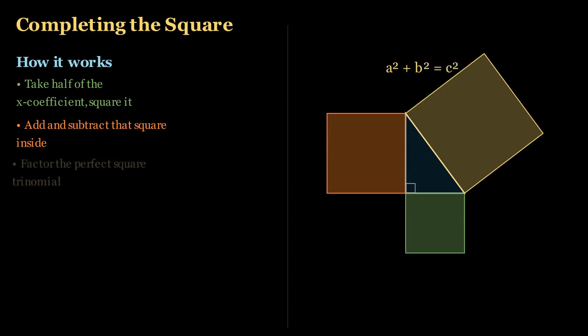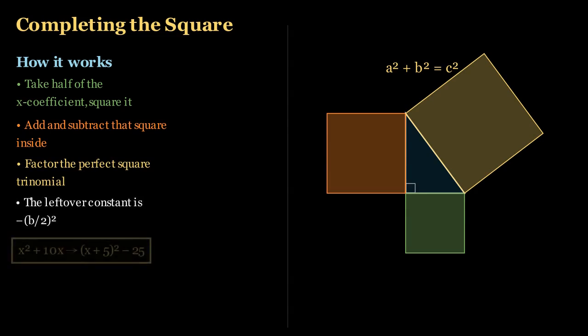But when we expand that, we get an extra p², which is (b/2)², that wasn't in the original. So we must subtract that same square to keep the expression equal. The process is: take half the coefficient of x, square it, add and subtract that square, then group the first three terms into a perfect square. The leftover is always minus that squared half.